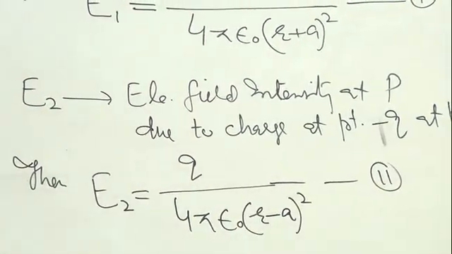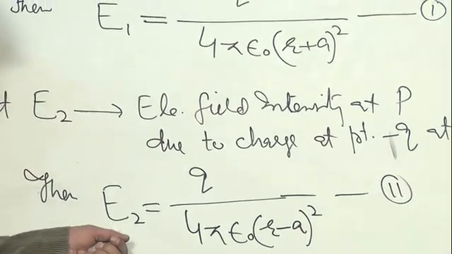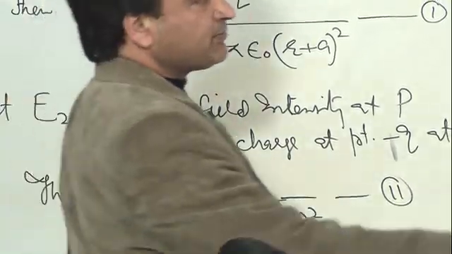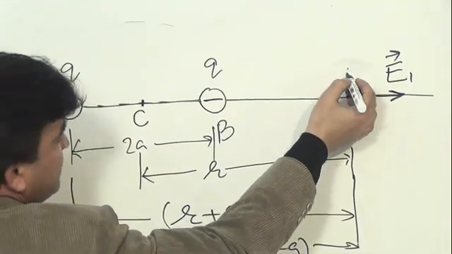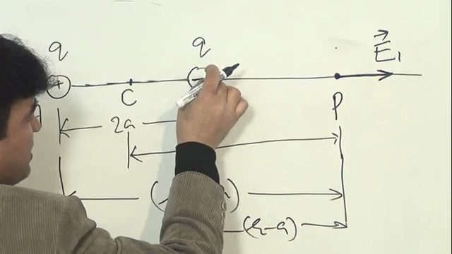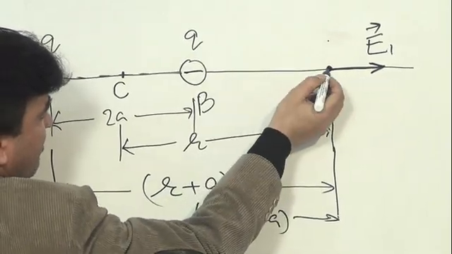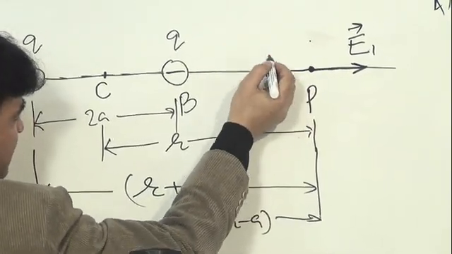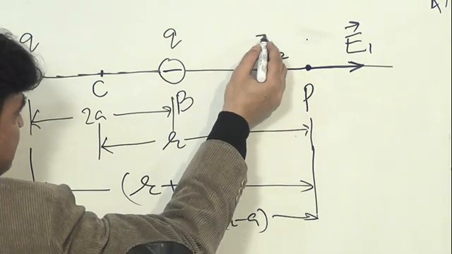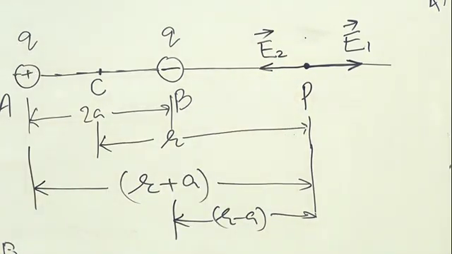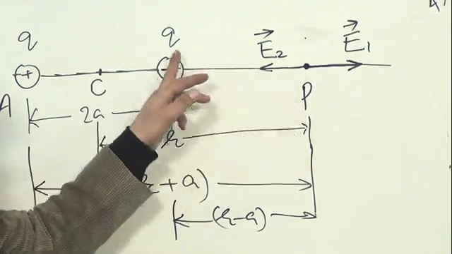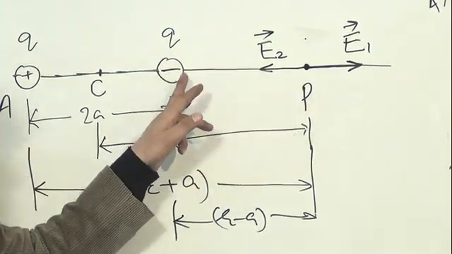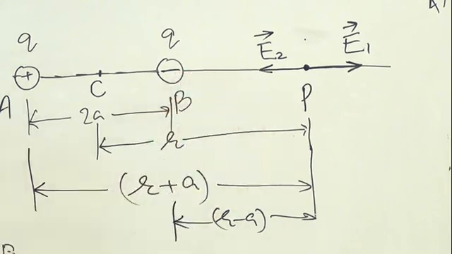Let us find the direction of E2 at point P. At point P, consider the electric field due to the negative charge. If I place a test charge at this point, the negative charge will attract the test charge, so the force will be acting in this direction. Therefore, the electric field has the same direction as that of the force experienced by the unit positive point charge. So the electric field direction at point P due to charge minus Q will be towards the charge minus Q.